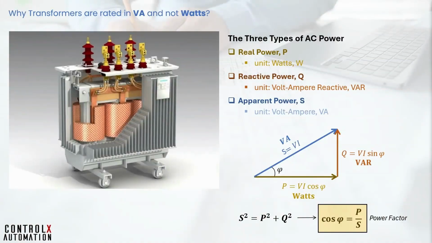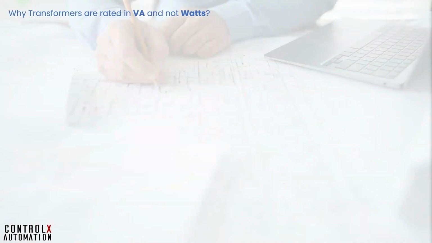As you've seen, the transformer has no way of knowing what kind of load is being connected to it. The load can have any power factor between 0 and 1. All it is supplying are the volt amps, and the real power consumed by the load in watts is determined by that load's power factor. Hence, the transformer can only be rated in volt amps and not in watts. The IEEE and IEC transformer standards universally rate transformers in VA or kVA for this exact reason.